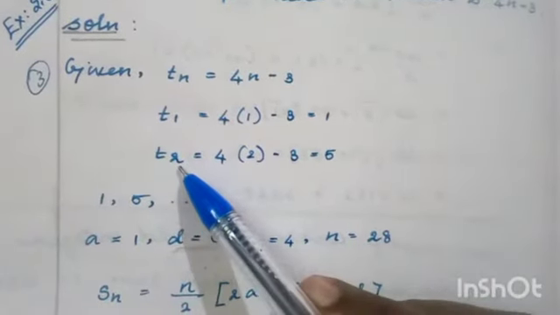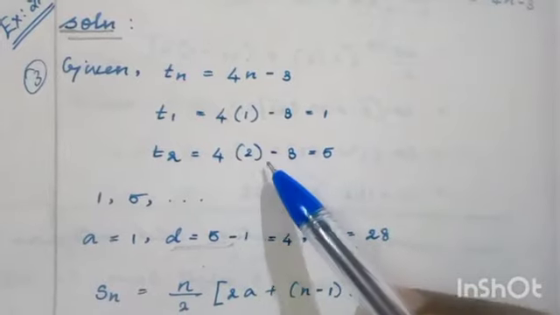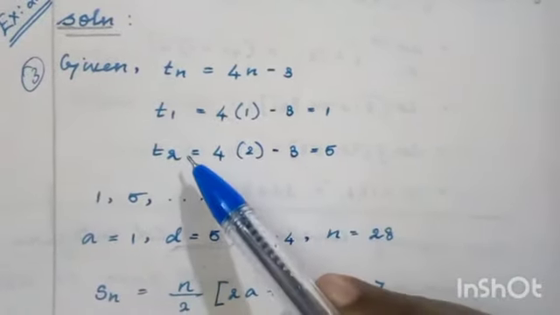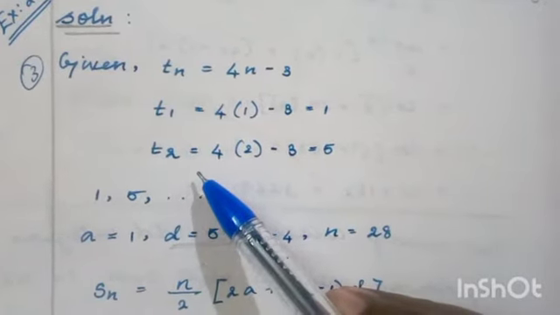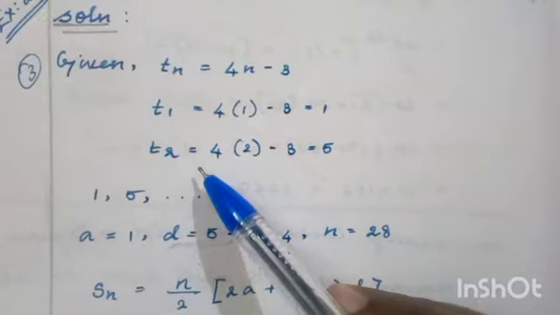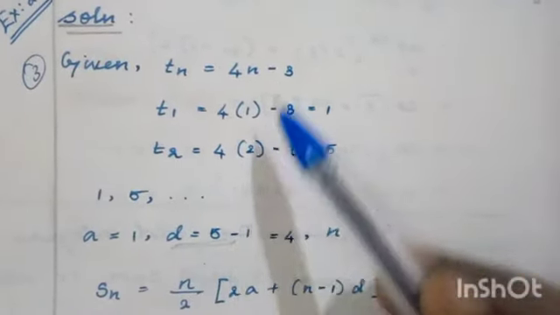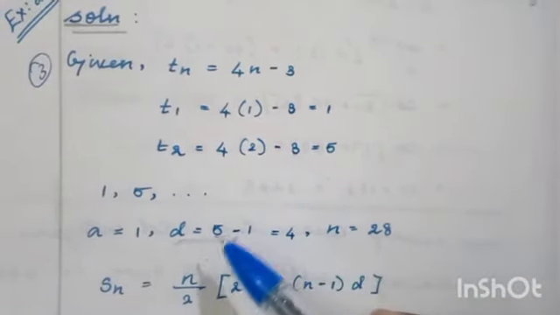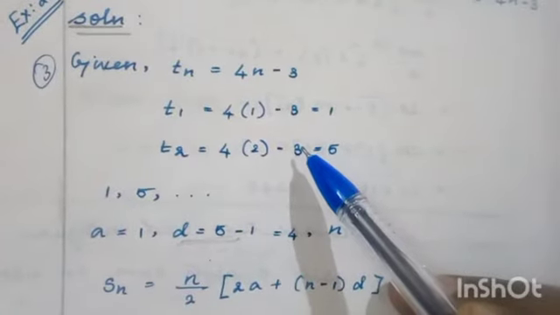Next you have to substitute 2. So that is 4 into 2 minus 3. 4 twos are 8. 8 minus 3 is 5. If you want to find one more term, you can find t3, otherwise no need. You write 1, 5, and so on. Using these two terms is enough to find the common difference. So you can stop after finding 2 terms.